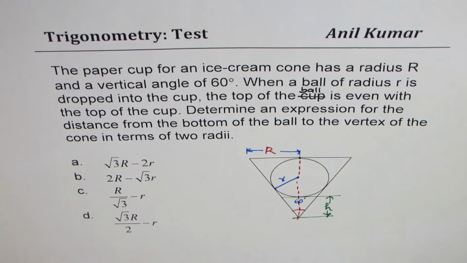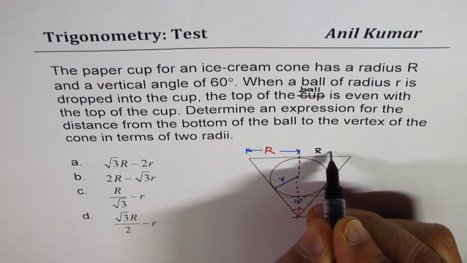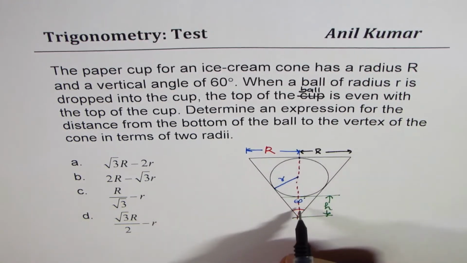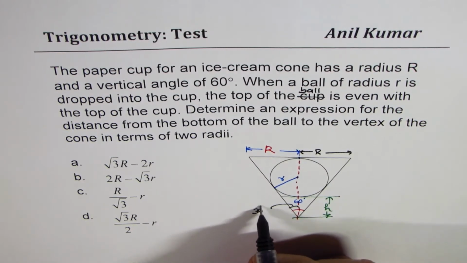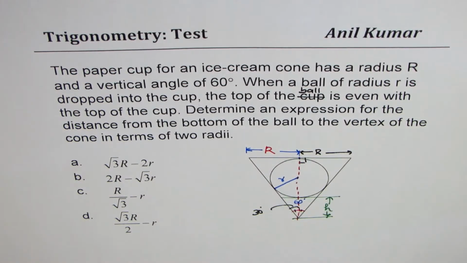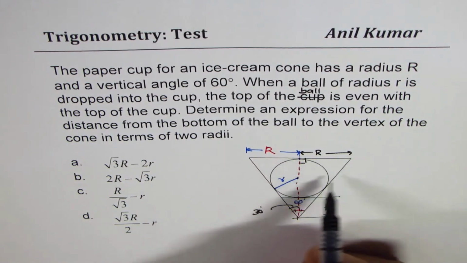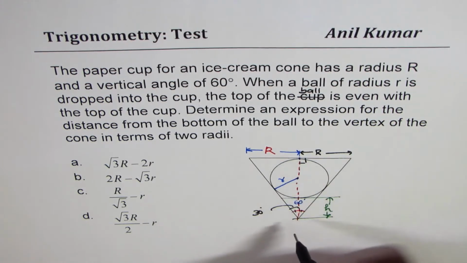We are given 4 choices. I'd like you to pause the video, answer the question, and then look into my suggestions. Okay. Now, since this is r and that is also r, that angle should be 30 degrees, right? This angle should be 30 degrees as the line, which is kind of bisector of the opposite side, will divide this into, if you take a cross section, it is going to look like this. Is it okay?